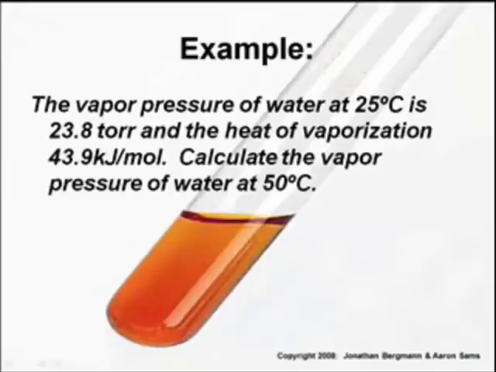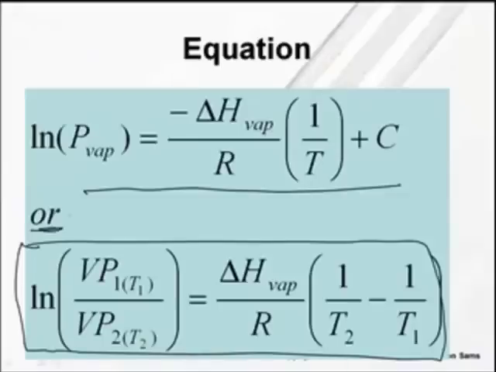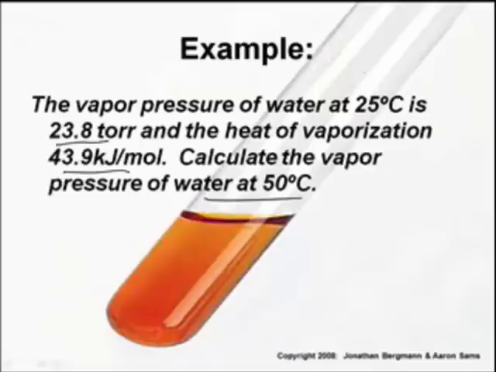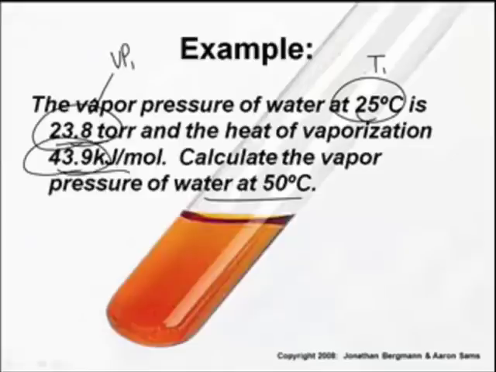All right, so now let's do a mathematical example. We've got a vapor pressure of water at 25 Celsius of 23.8 torr. The heat of vaporization is this number. What is the vapor pressure of water at 50 Celsius? So we're going to use this second equation, the Clausius-Clapeyron equation, which is really the more important equation. So you basically have two temperatures and two vapor pressures. This is 25 degrees Celsius, I'm going to call that T1. 23.8 I'm going to call VP1. The heat of vaporization is given to me, and then this is going to be T2.